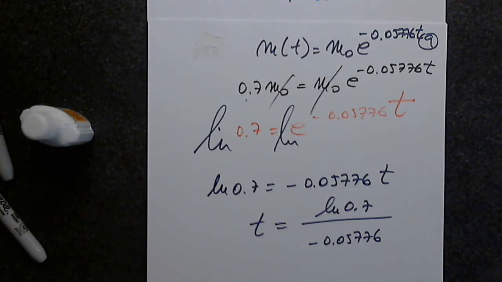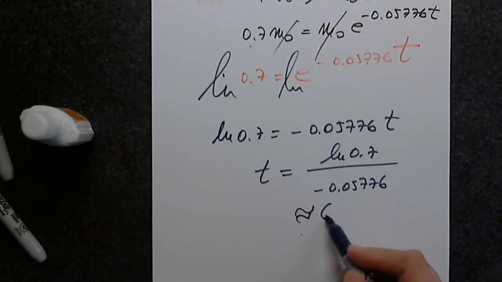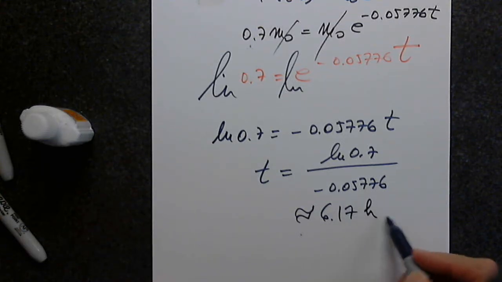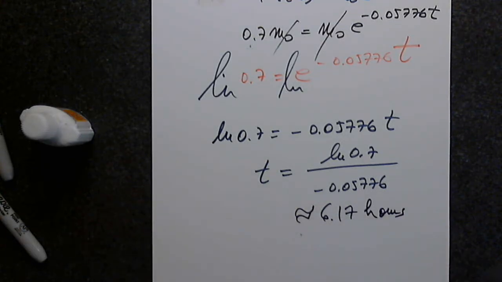Okay, so I got approximately 6.17 hours. So if we take the aspirin right now, we still have in the bloodstream about 70% of it in about 6 hours. In 6 more hours, we are down to 50%. Okay.